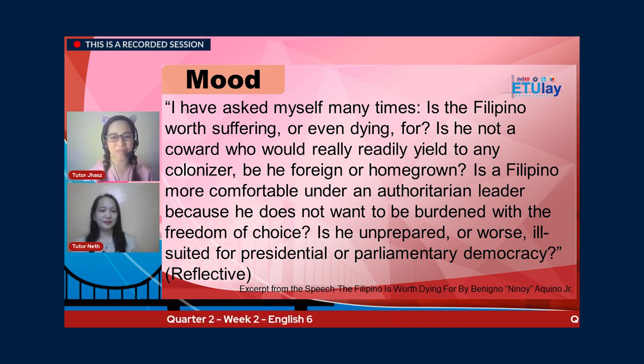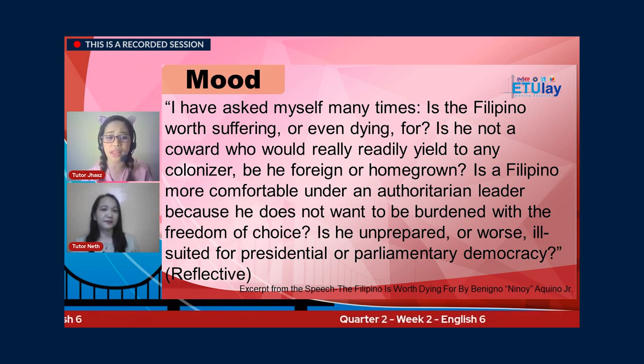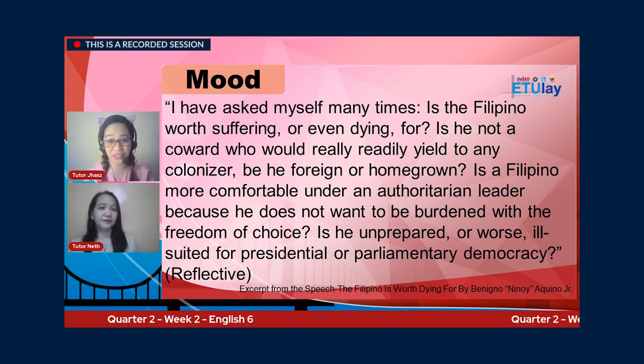And let's take this for example. I have asked myself many times, is the Filipino worth suffering or even dying for? Is he not a coward who would readily yield to any colonizer, be he foreign or homegrown? Is a Filipino more comfortable under an authoritarian leader because he doesn't want to be burdened with the freedom of choice? Is he unprepared or worse, ill-suited for presidential or parliamentary democracy? That is an excerpt from the speech The Filipino Is Worth Dying For by Benigno Ninoy Aquino Jr. And the mood in this piece of writing is somewhat reflective.